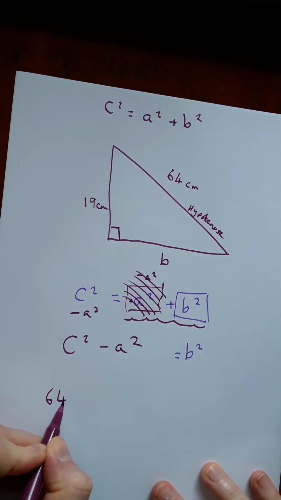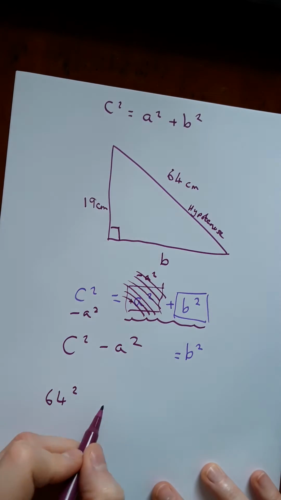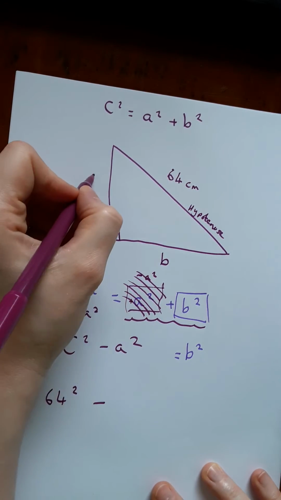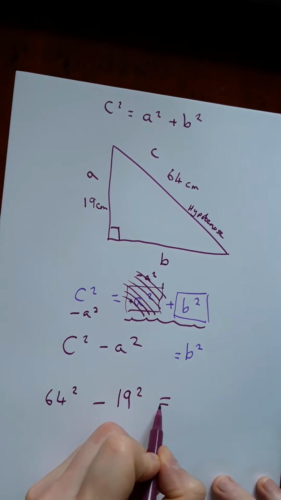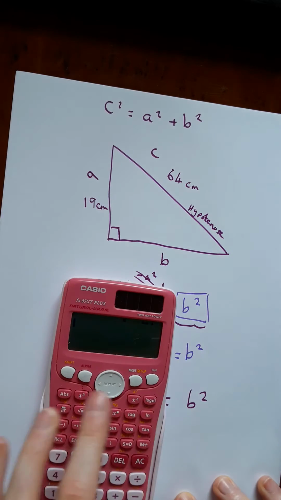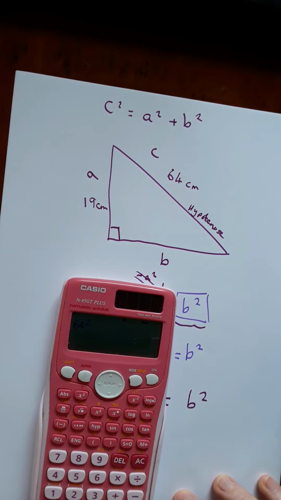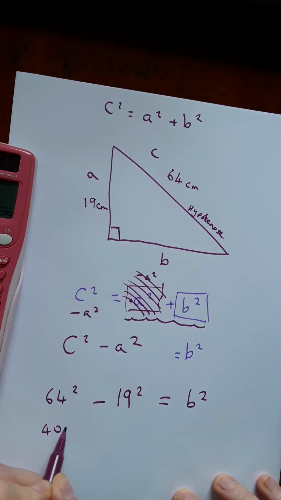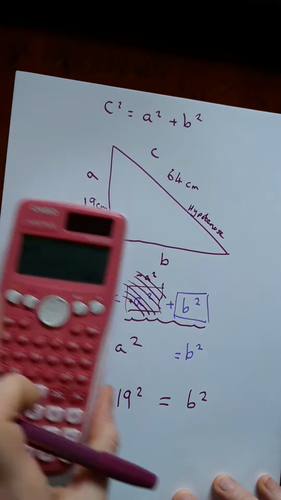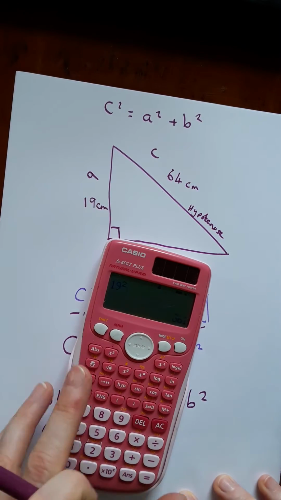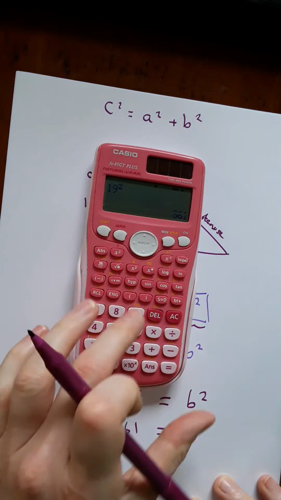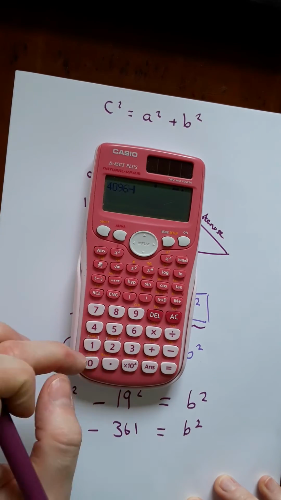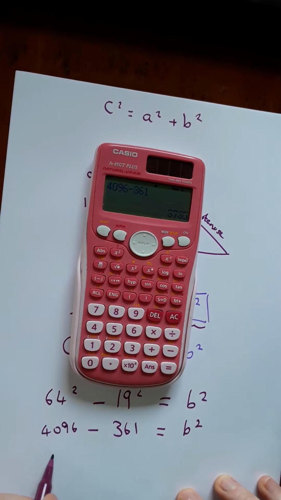Okay, so let's have a look at this. So we've got 64 squared, which I don't know the answer to in my head, and then minus a squared. So I'm going to just label these. A squared is 19 squared, and that should give me b squared. So I'm going to use my trusty calculator again. 64 squared equals 4096, and 19 squared is 361, and that's going to equal b squared. So 4096 minus 361, that's going to give me 3735 equals b squared.